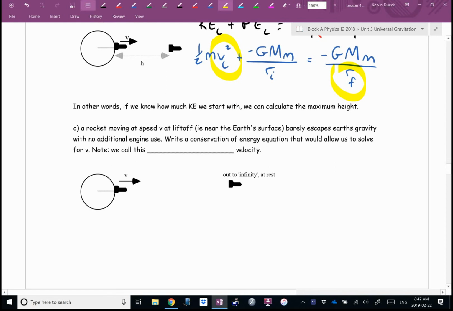A rocket moving at speed v at liftoff near the Earth's surface barely escapes Earth gravity. Did they say escapes? This is going to be what we called escape velocity, should be called escape speed, with no additional engine use. Write a conservation of energy equation that would allow us to solve for V. Note we call this escape velocity. So we did this last class, and we said it starts out with conservation of energy, G.